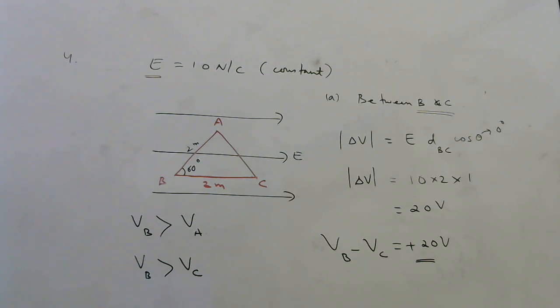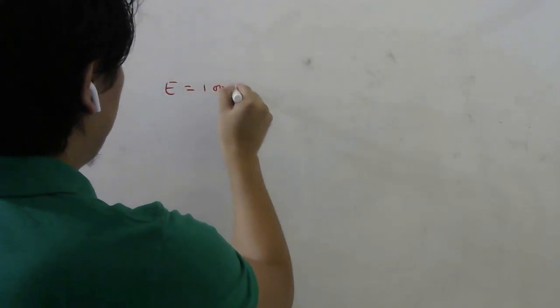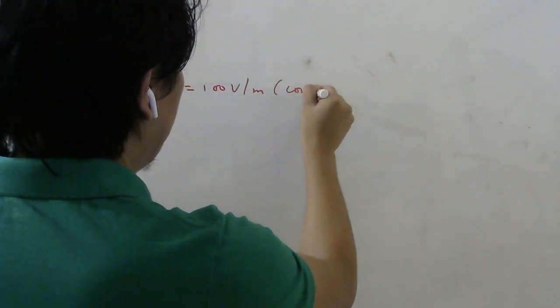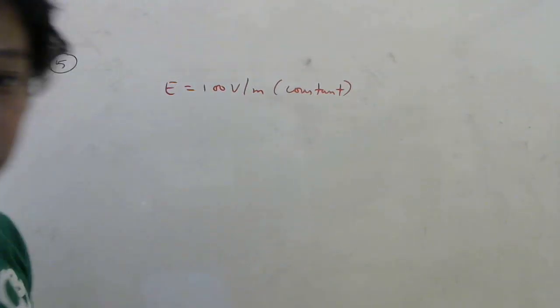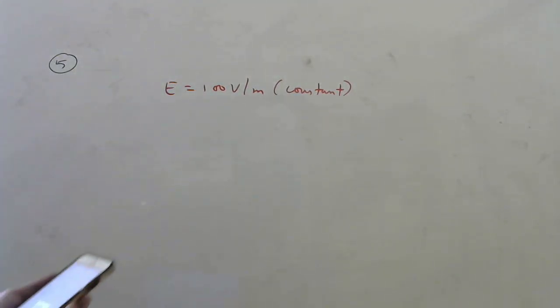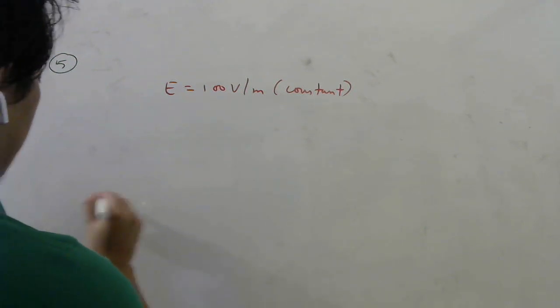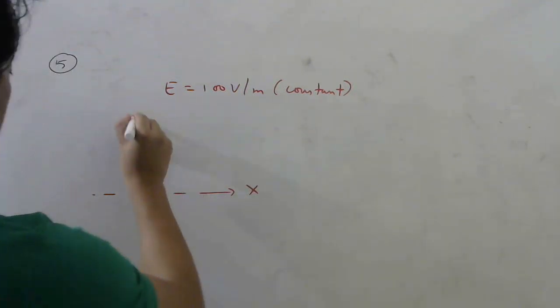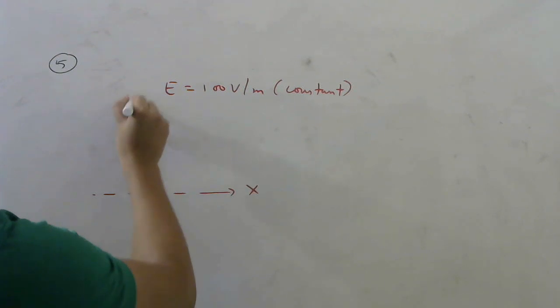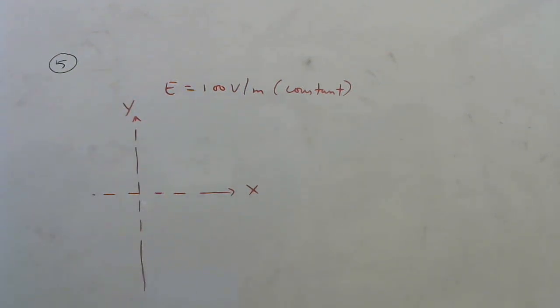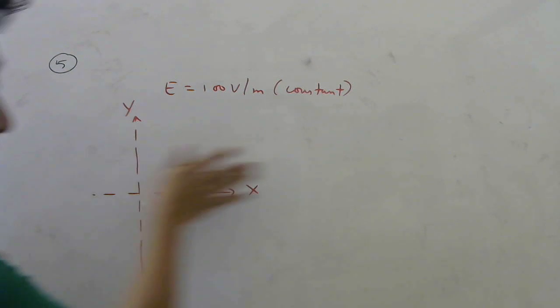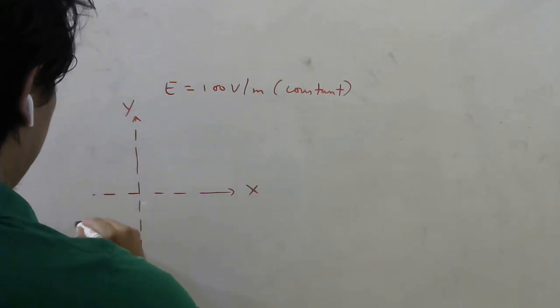Let us now see question number 5. If the field of magnitude E equals 100 volt per meter, so electric field is given as 100 volt per meter. Since it is just a number, it is a constant. And if you see the diagram, they have shown x-axis here, y-axis here, and electric field is not along x-axis this time. It is at an angle of 30 degree.